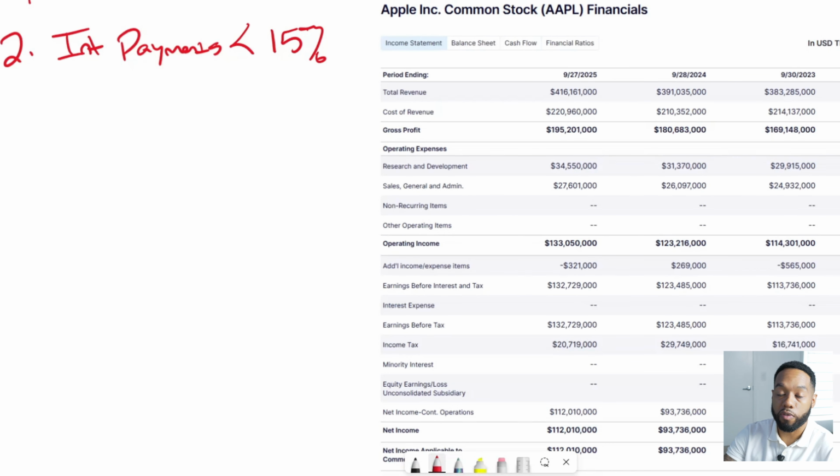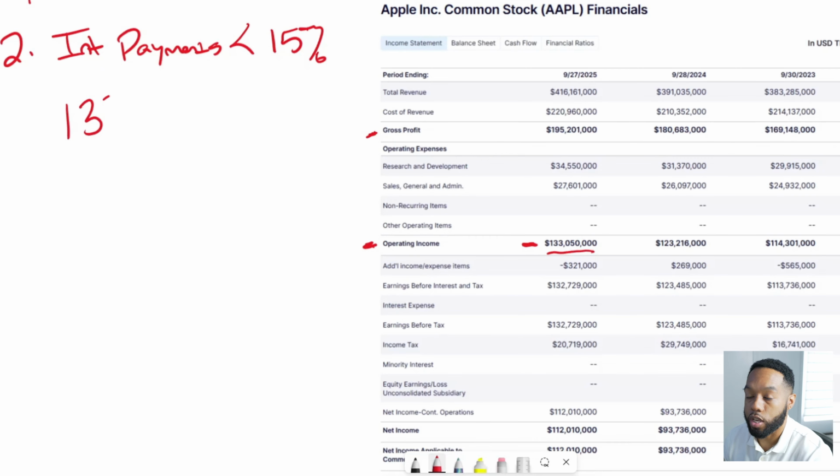Now, the next question is, with this 15%, what are we comparing it to? And we're going to be comparing it to our operating income on this line right here. So we have our gross profit. After we've bought all of our supplies and materials, we still have to pay employees. We still have to pay to keep the lights on in the store for Apple. So after all of those costs are subtracted, we end up with our operating income right here, which was $133 billion in 2025.